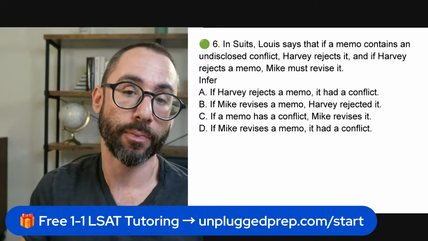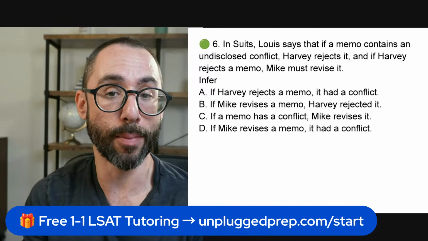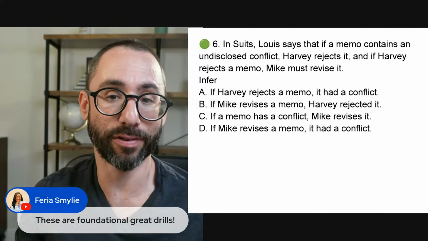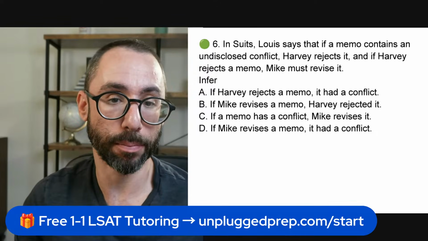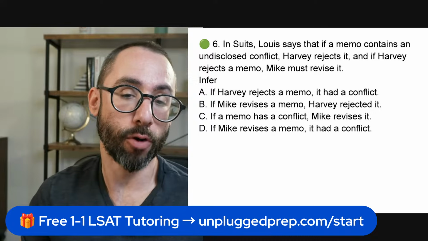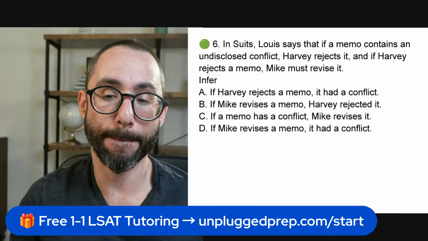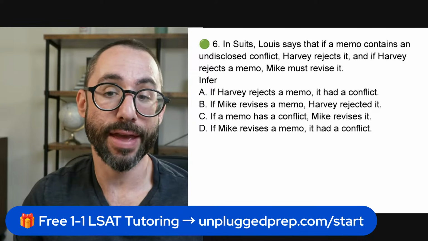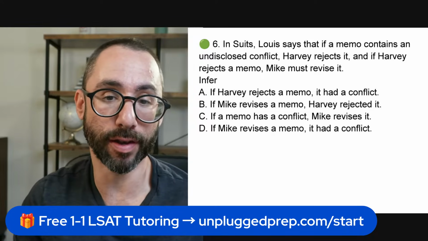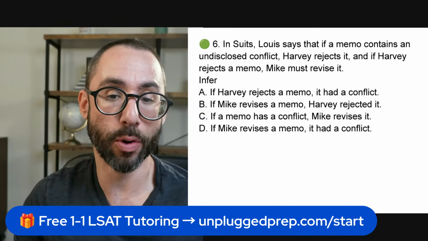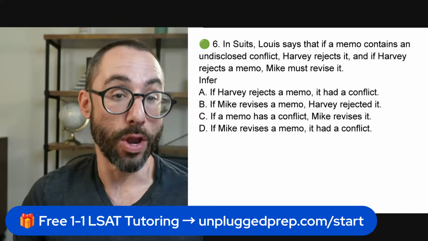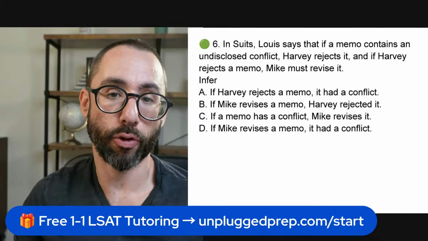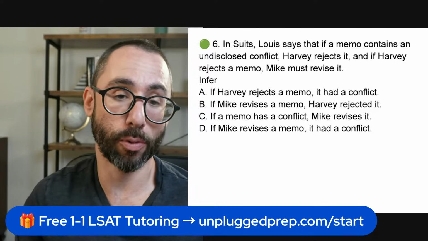Next, number 6. In Suits, Lewis says that if a memo contains an undisclosed conflict, Harvey rejects it. And if Harvey rejects a memo, Mike must revise it. What can we infer? A, if Harvey rejects a memo, it had a conflict. B, if Mike revises a memo, Harvey rejected it. C, if a memo has a conflict, Mike revises it. Or D, if Mike revises a memo, it had a conflict. When you have your answer, please drop it in the chat, A, B, C, or D. If you're not sure, just drop a question mark, but do commit to something.